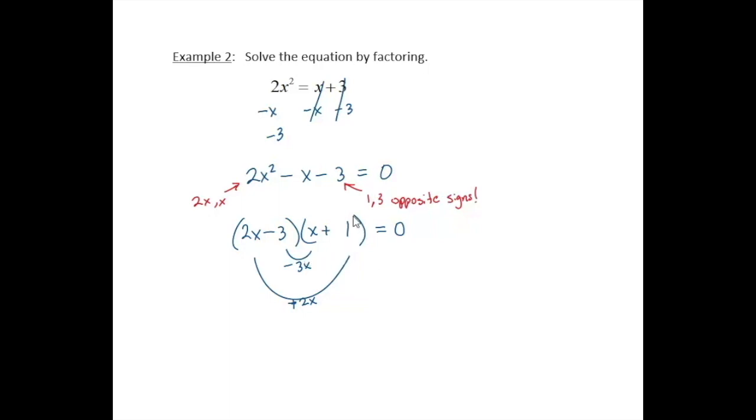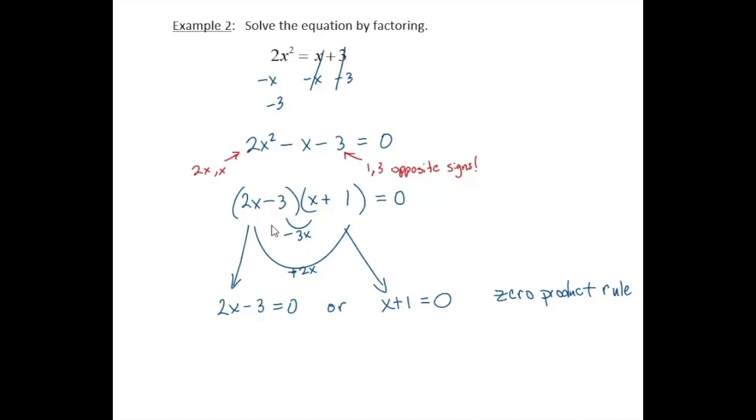If necessary, you can multiply this out using FOIL to make sure you get this trinomial and that this is factored correctly. Now we have a product of two factors equal to 0. So we can apply the zero product rule. That says that either the first factor, 2x minus 3, must be equal to 0, or the second factor, x plus 1, must be equal to 0. And now we can solve each of these for x to get our two solutions.